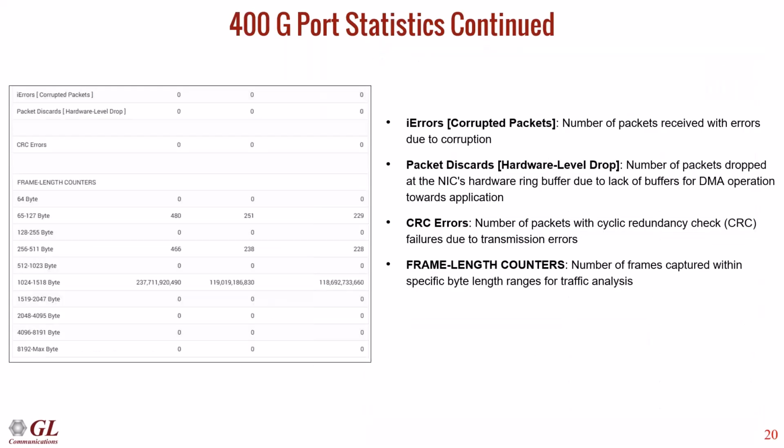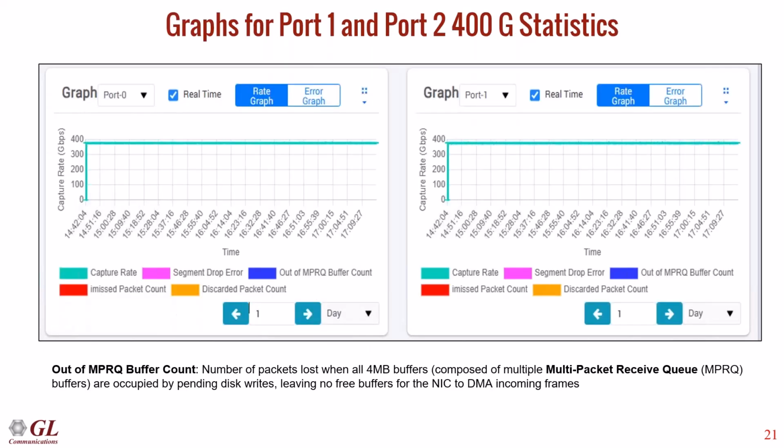All right, so that's a continuation of the previous screenshot. This is showing if there's any errors, we would show those numbers here. Okay, so here's the graphical view of the capture. We're showing it on both ports. You can see here the teal line that shows the capture rate. So in this case, we're capturing at 400 gigabits per second.